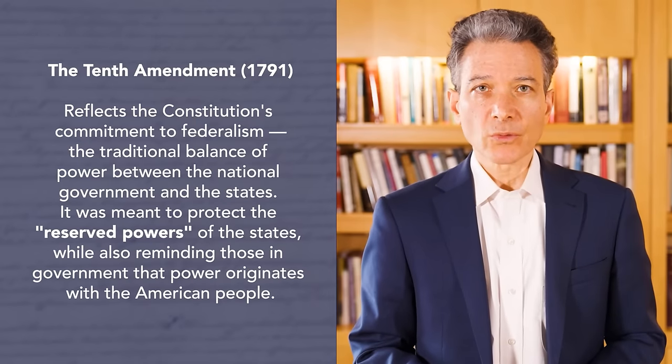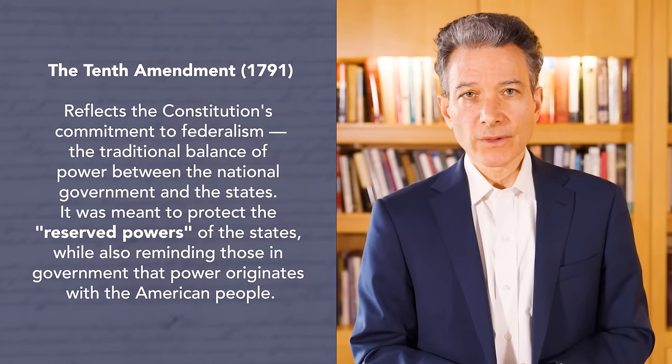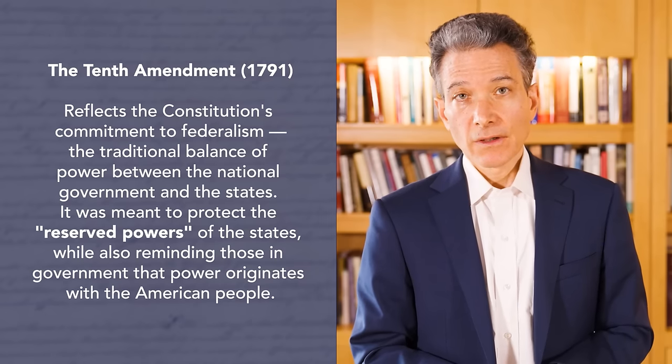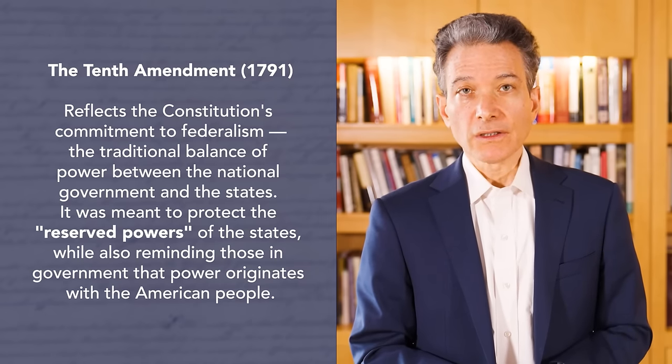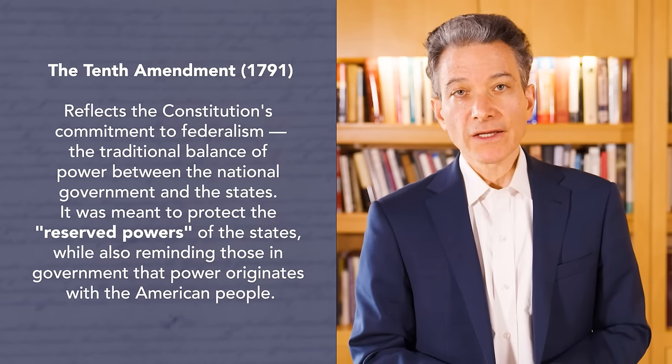And then we come to the Tenth Amendment, which reflects the Constitution's commitment to federalism, which is the balance of power between the national government and the states, and it's meant to protect the reserve powers of the states, saying that if a power isn't granted to the federal government, then it's retained by the states or the people. And that's why we can put the 9th and 10th Amendments together and call them the popular sovereignty amendments. They recognize that the ultimate sovereignty power in America rests not in the federal government or in the states, but in the people themselves. So that's the Bill of Rights.